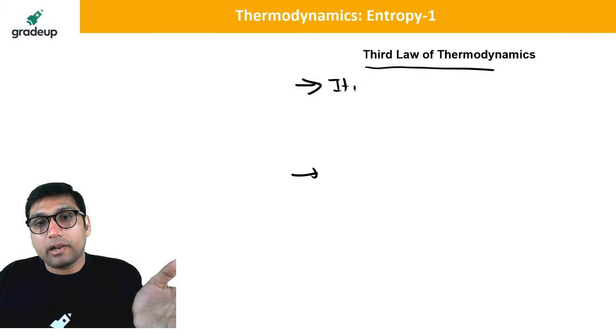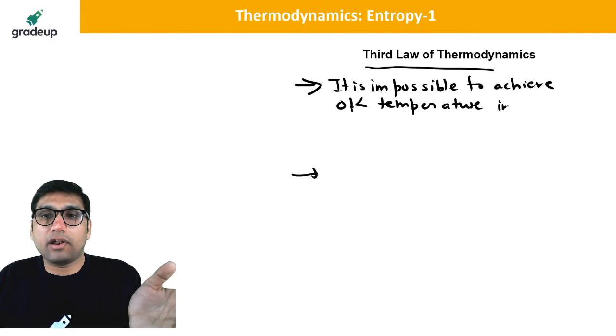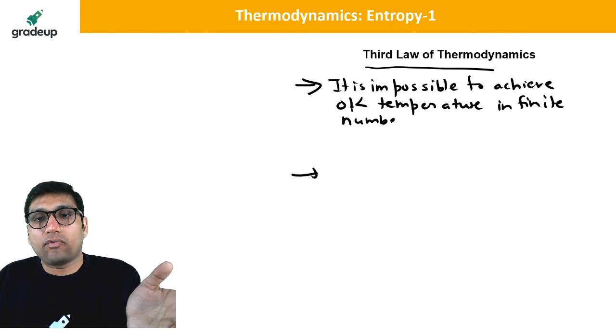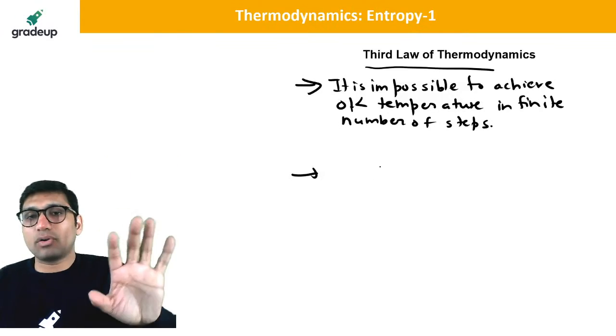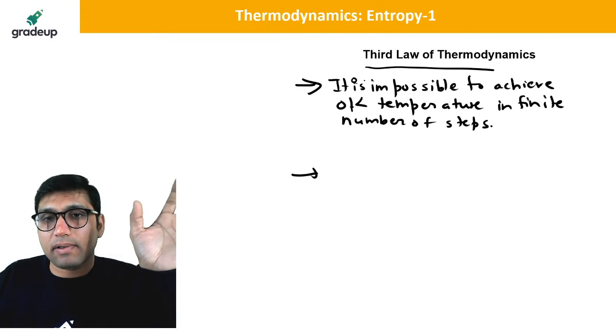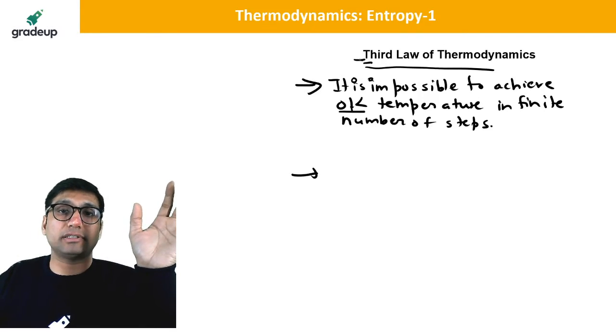It is impossible to achieve 0 Kelvin temperature, which is also called absolute temperature, in a finite number of steps. In a finite number of steps, you can never reach 0 Kelvin temperature. You have to do infinite steps, but till today 0 Kelvin temperature has not been reached. 0 Kelvin temperature cannot be achieved in a finite number of steps. This is one statement of the third law of thermodynamics.